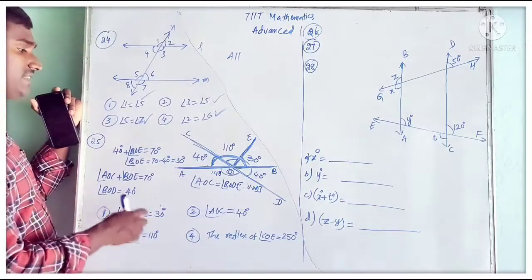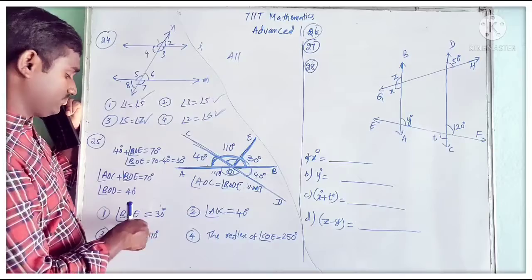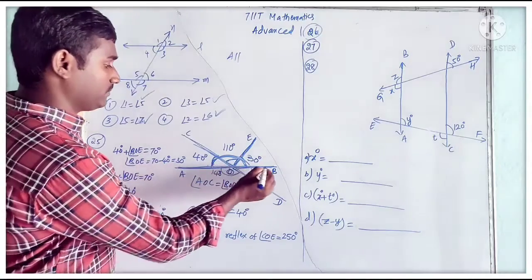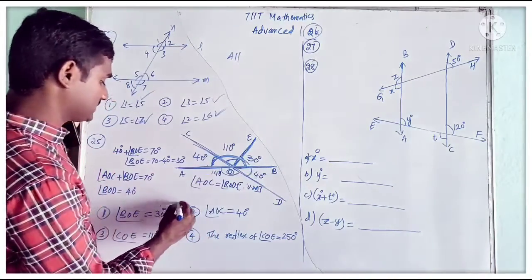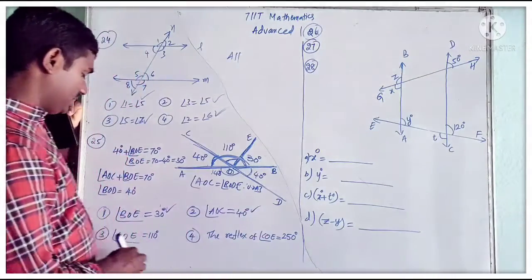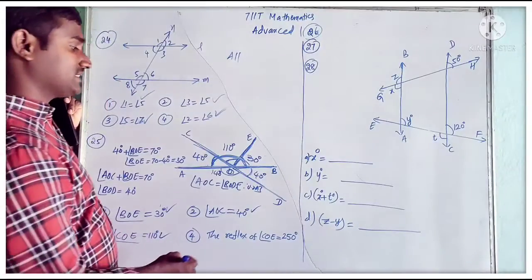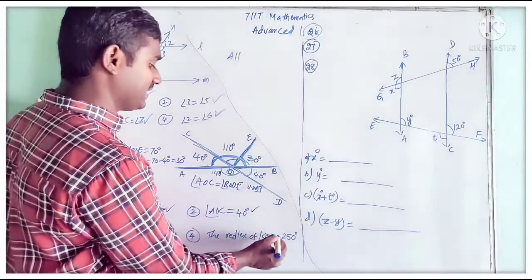Which of the following are correct options? Let us check. BOE equals 30 degrees. Yes, correct. And AOC equals 40 degrees. Yes, correct. And COE equals 110 degrees. Yes, correct.